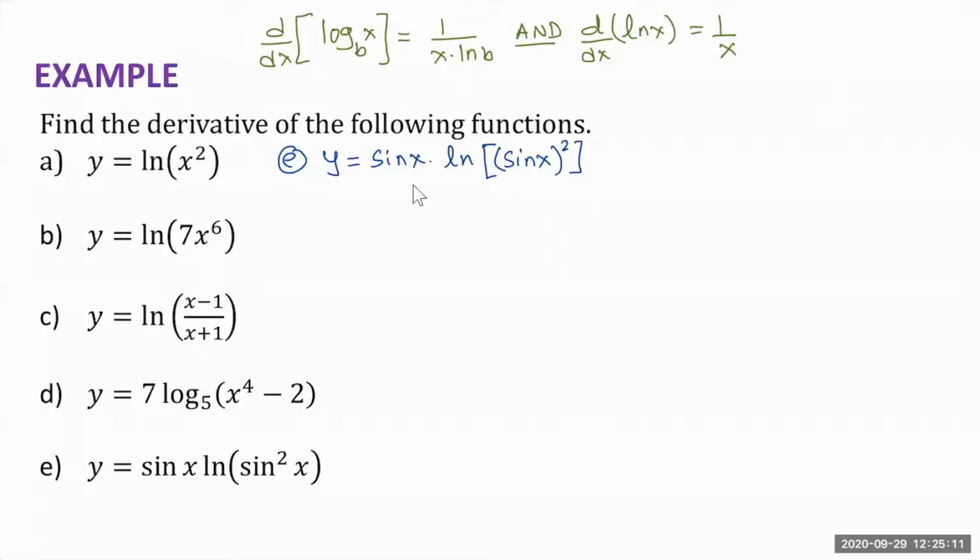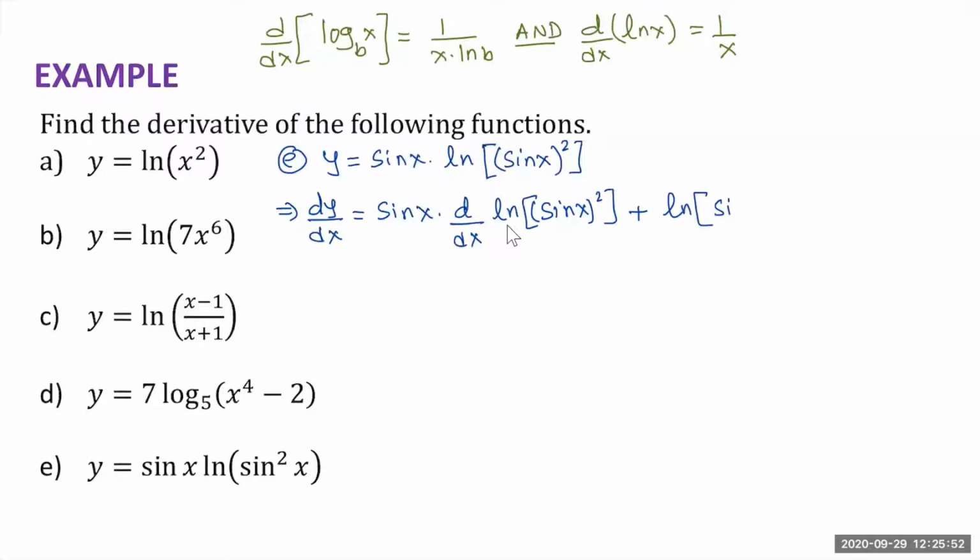So here we have two functions in the form of a product. My first function is sine x. Second function is natural log of sine quantity squared. So because it is in the form of a product, we are going to use the product rule in the first step. So that will be dy over dx is equal to first function sine x multiplied by the derivative with respect to x of natural log of sine x quantity squared, plus second function, natural log of sine x quantity squared, multiplied by the derivative with respect to x of sine x. So that is the product rule. First function, derivative of second, plus second function times the derivative of first.